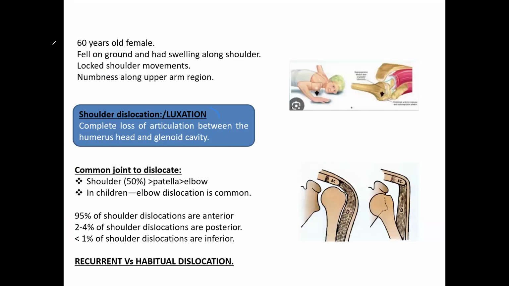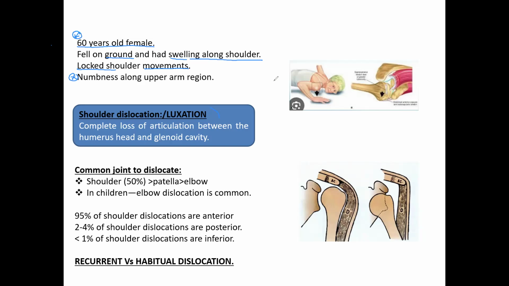So we'll start with today's case. It's a 60-year-old female patient. This age is very important here. She fell on the ground, so it's just a household injury. After the fall, she noticed a swelling around the shoulder joint, and she feels that the shoulder is locked. There is no movement around the shoulder joint. This is the presentation. She also has numbness along the upper arm region. This point is also very important. So it's an old lady with a shoulder injury, a locked shoulder, with numbness around the shoulder region.